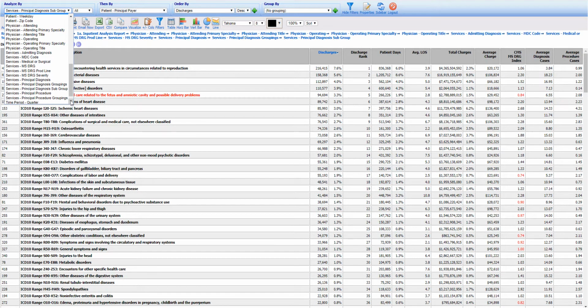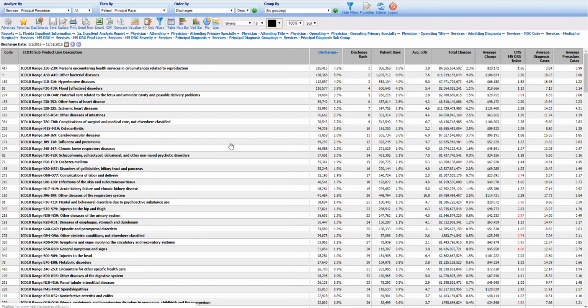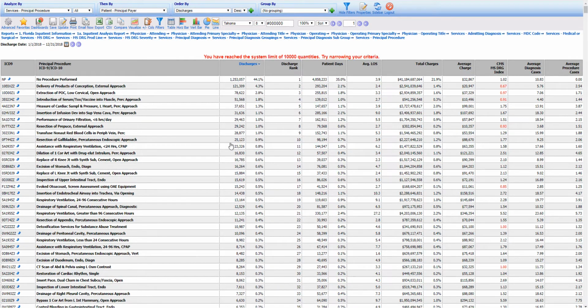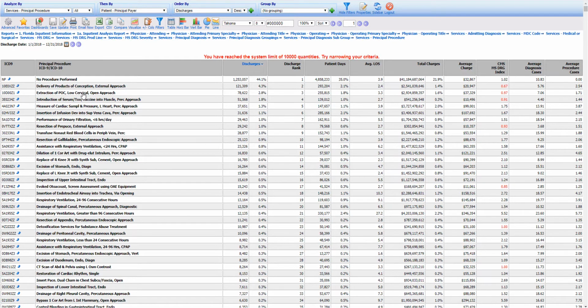The next data field is the Principal Procedure Code. This is an ICD-10 code that represents the procedure most related to the principal diagnosis. Procedures can be operations such as bypass surgery or knee replacements. Keep in mind that a large volume of patients do not have a procedure done during their stay.